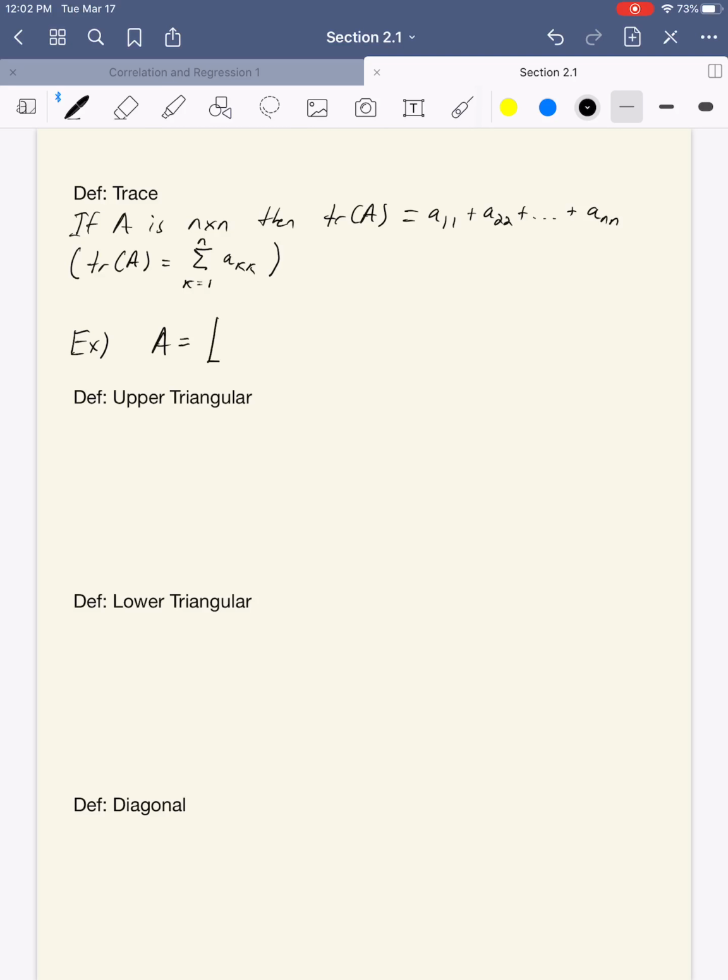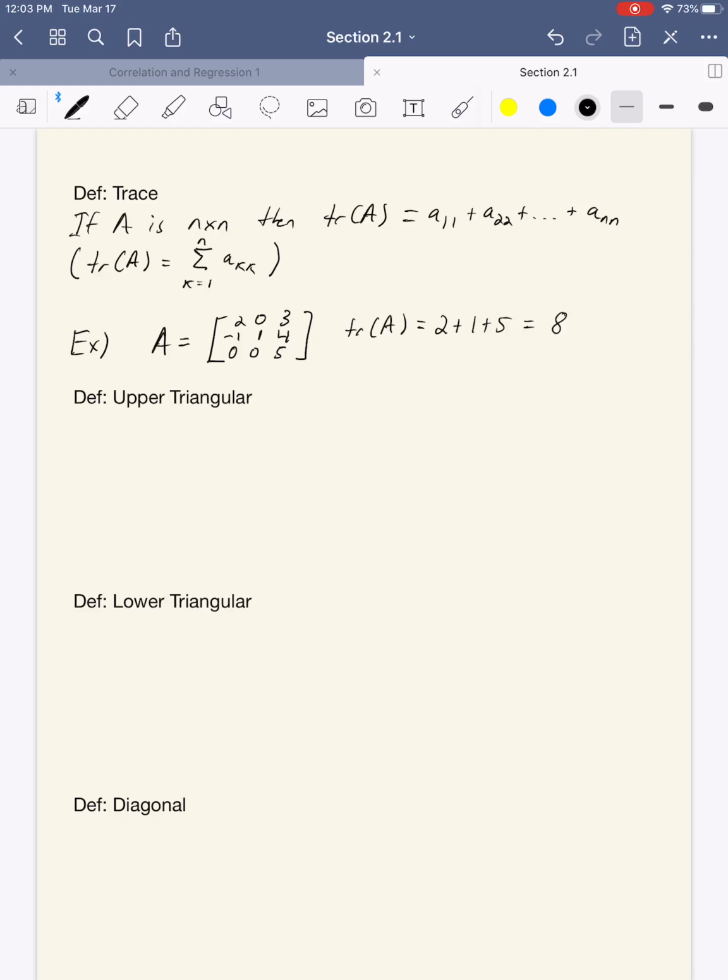If A is, say, the matrix 2, 0, 3, negative 1, 1, 4, and 0, 0, 5, well, then the trace of A would be calculated by taking those diagonal elements, that 2, that 1, and that 5, and summing those values up. So 2 plus 1 plus 5, which would be 8 here. So the trace of that matrix would be 8.